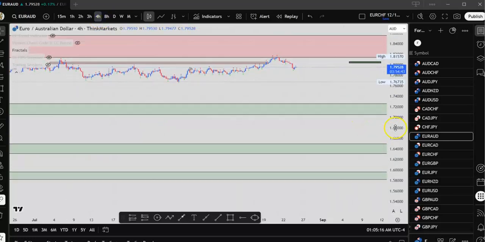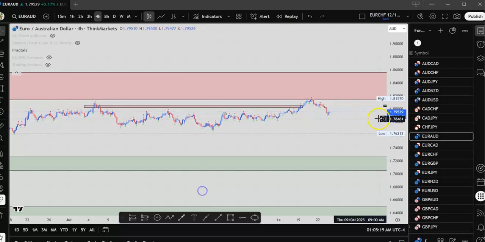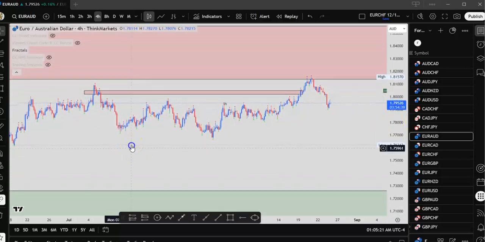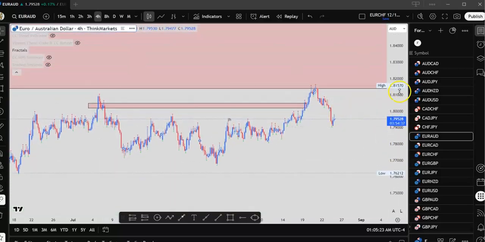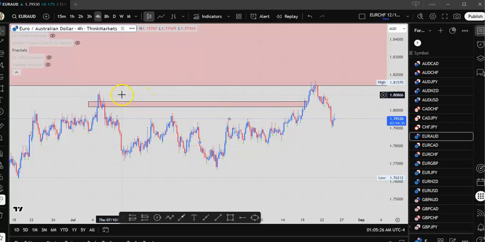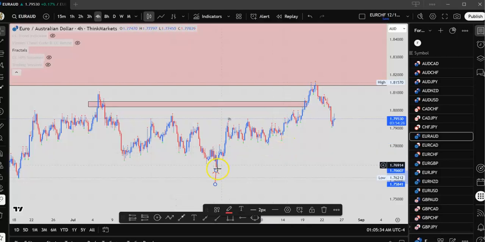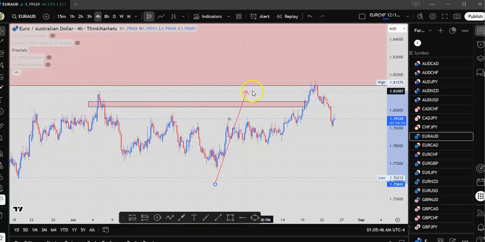All right, on the 4 hour, I'm zooming out and looking at it. So what do we see on the 4 hour? I see a low here. Here's a low, and then it's consolidating, and then what do we see here? See that? And look all the way across. So that is a break of structure.